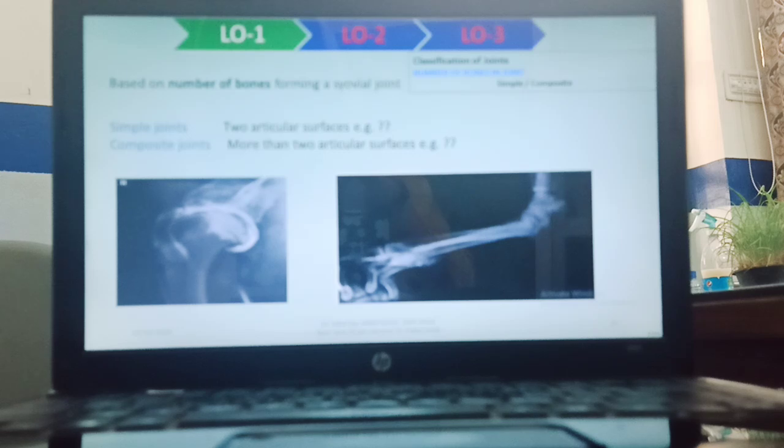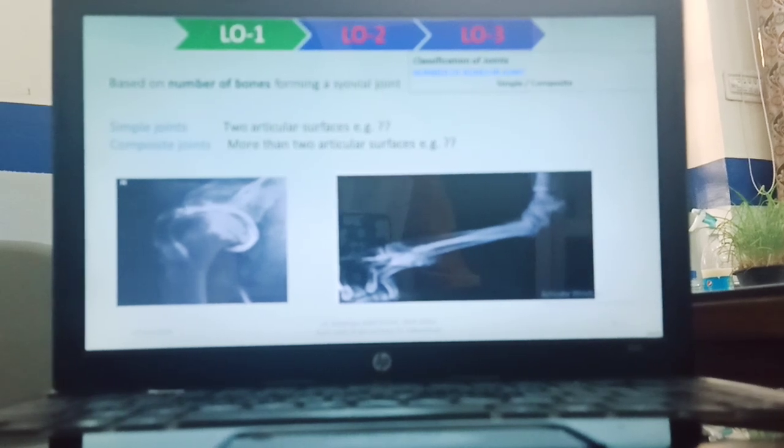Composite comes in when more than one kind of movement is also possible on that joint, depending upon the kind of articular surfaces coming together and the arrangement of the bones. So that kind of a joint where more than two bones are coming together to make up a joint is a compound joint. And if those more than two bones are arranged in such a way and have such kind of articular surfaces that more than one kind of movement is possible as a whole on that joint, that will be a composite joint.